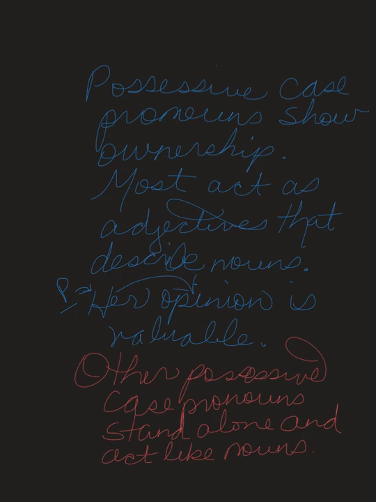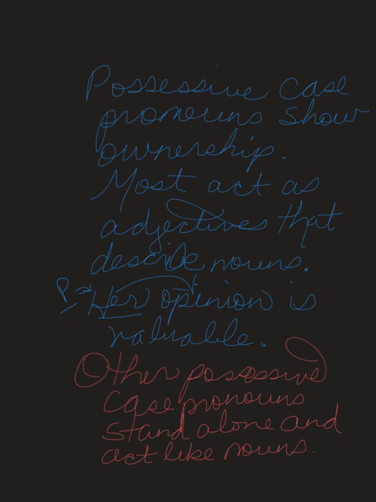Okay? Here's an example. Her opinion is valuable. Okay? Her comes before the word opinion and describes opinion, telling whose opinion. Her we would just label as P for a possessive case pronoun. It's just describing a noun.